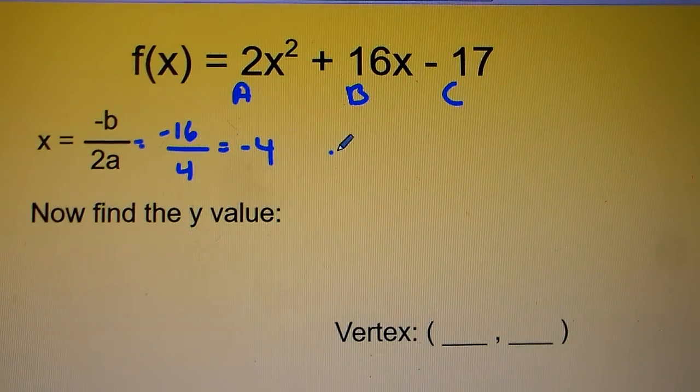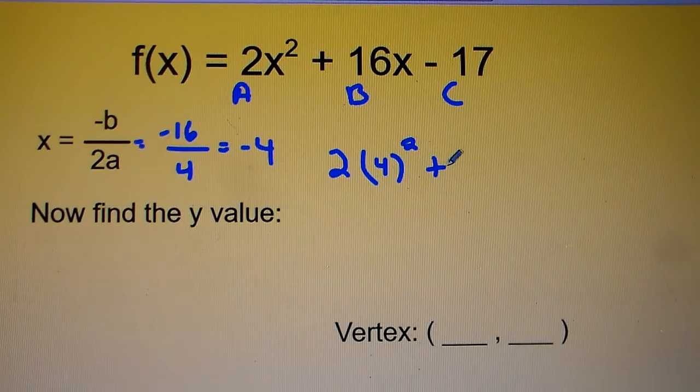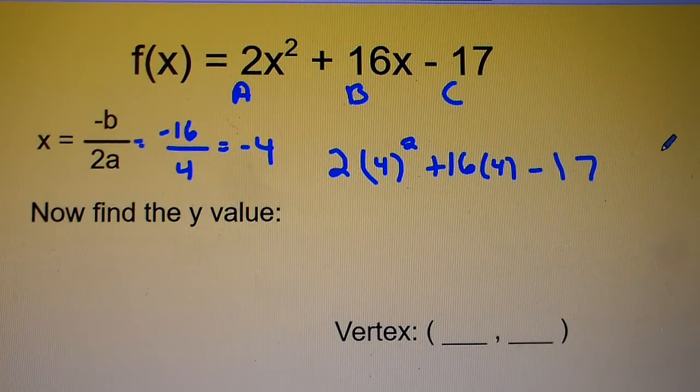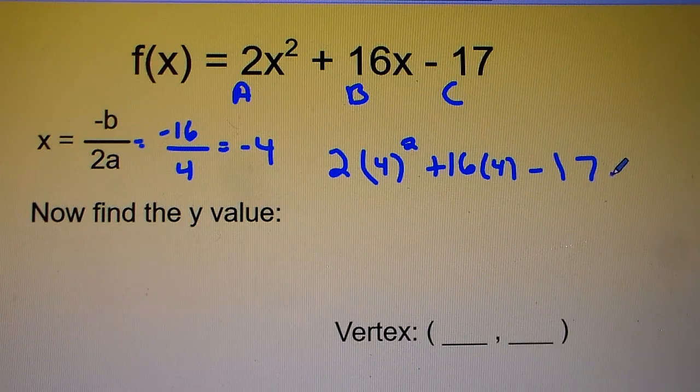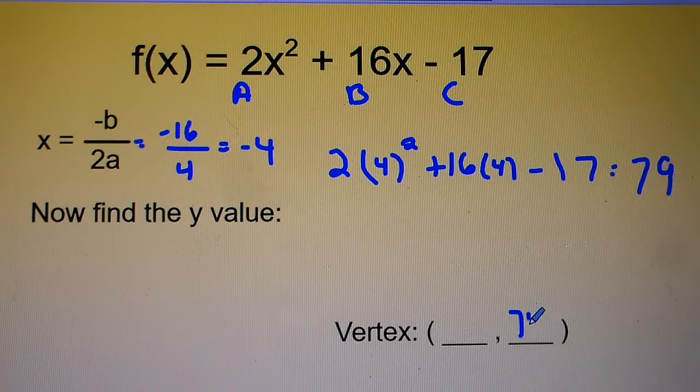We then plug it into the calculator. We do 2 parentheses 4 close parentheses squared plus 16 parentheses 4 close parentheses, and then minus 17. So that's what we're typing into the calculator. I'm going to get 79. So my y value is 79, and the x value is negative 4. So my vertex is negative 4, 79.